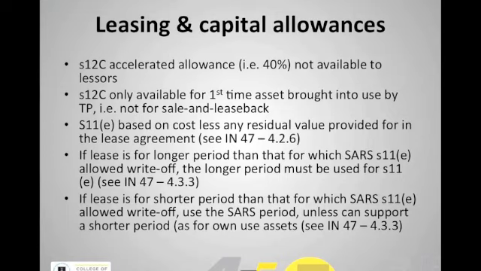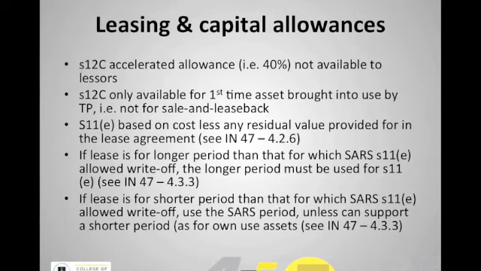Then Interpretation Note 47, which is the interpretation note that deals with Section 11E, has some things to say about leasing. First of all, it says that the amount on which you're going to base your Section 11E allowance, if that's the correct section to use for your allowance, should be based on the cost less any residual value provided for in the lease agreement.